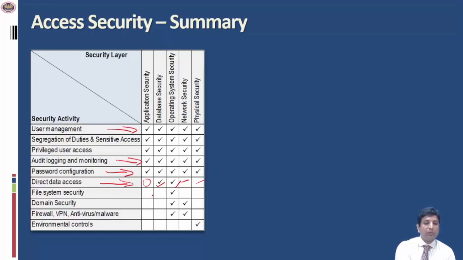File system security is very specific to operating system security. Sometimes we may also look at file system security for the data files which reside at the operating system. So there could be a slight overlap between the database layer and also the operating system layer when we are looking at file system security. Domain security is again relevant at the operating system layer because domain is typically implemented either in a Windows or a Unix environment.